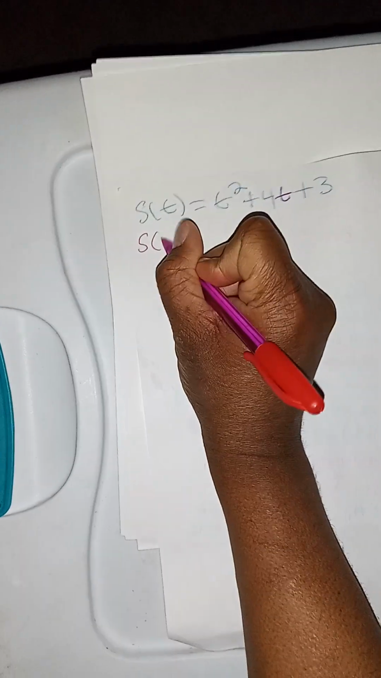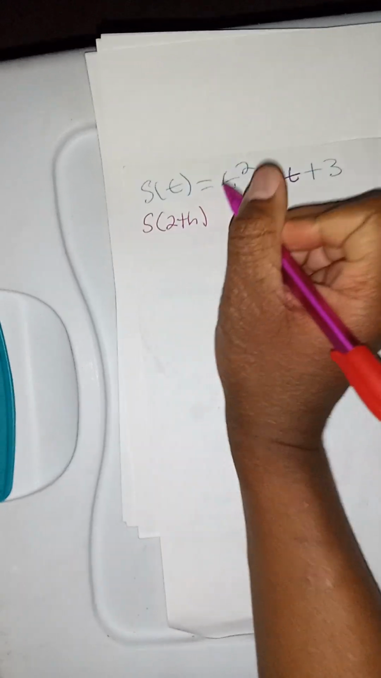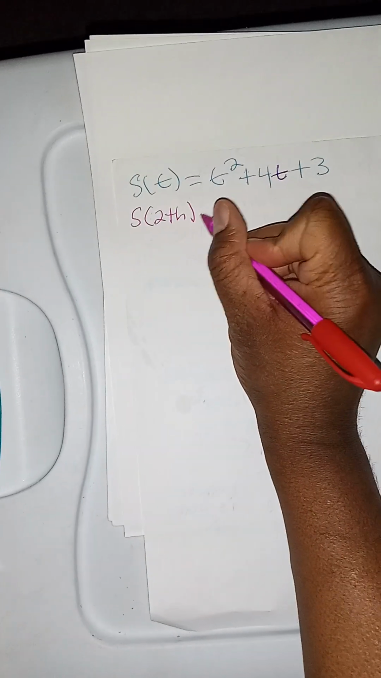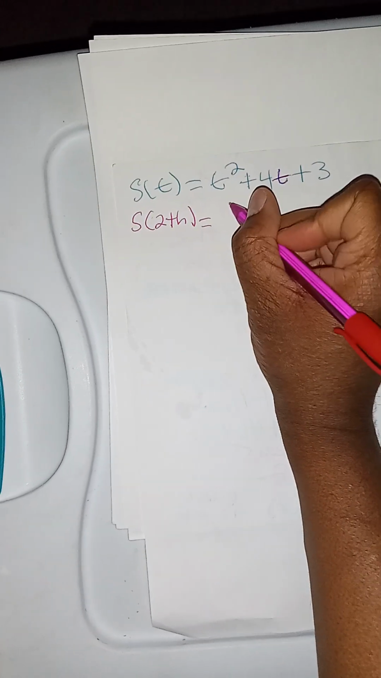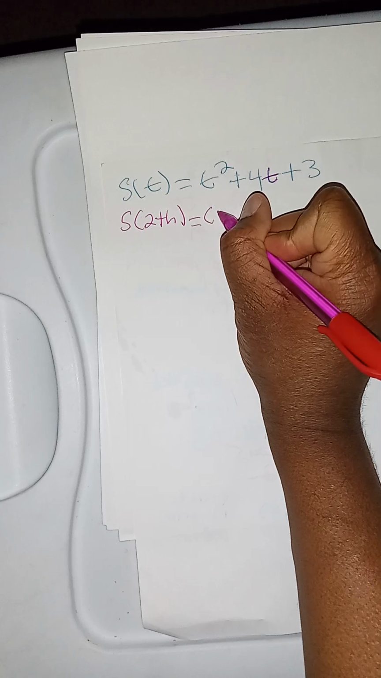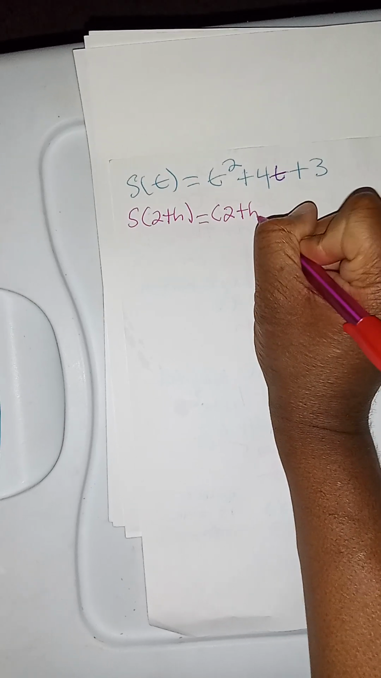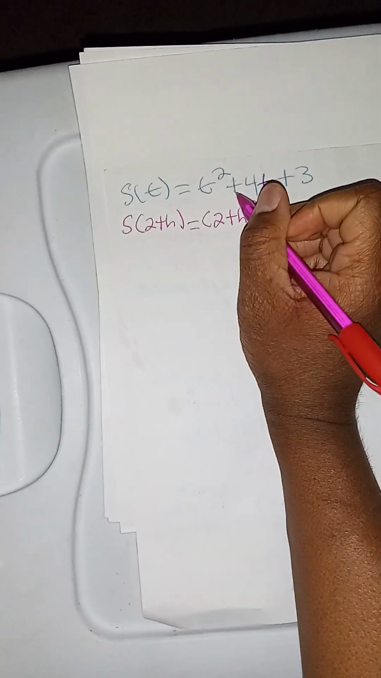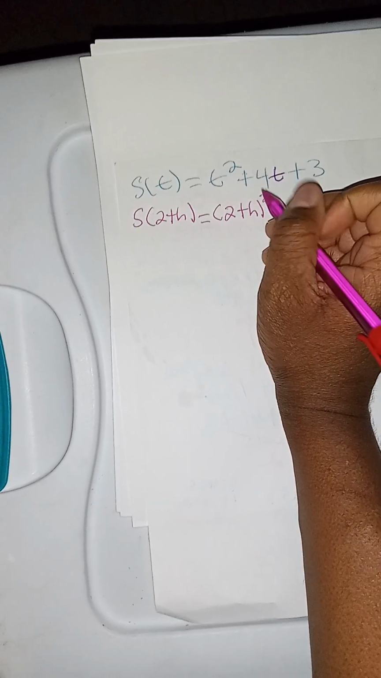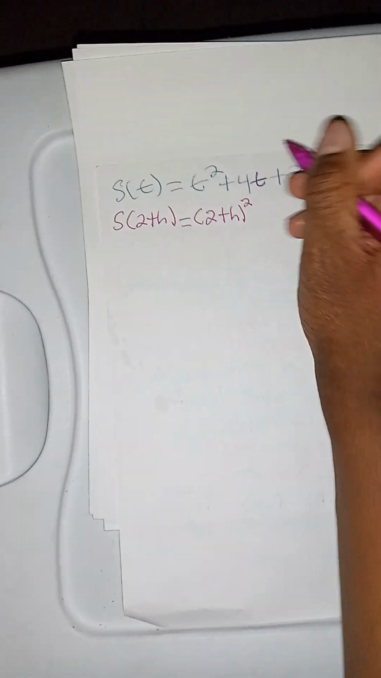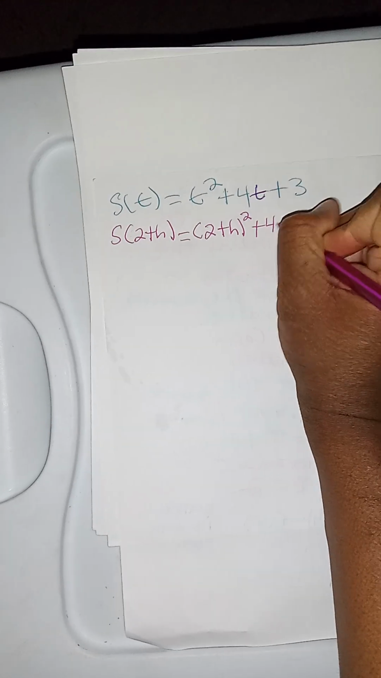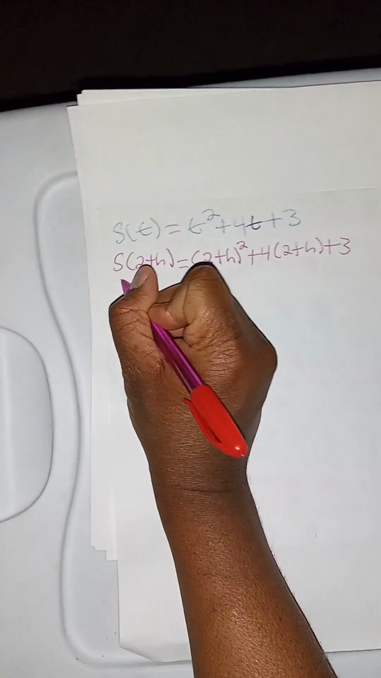Now, we need to find s of 2 plus h, which will equal 2 plus h to the power of 2, and we are replacing all the t's with 2 plus h, plus 4 times 2 plus h, plus 3. And we need to expand this out here.